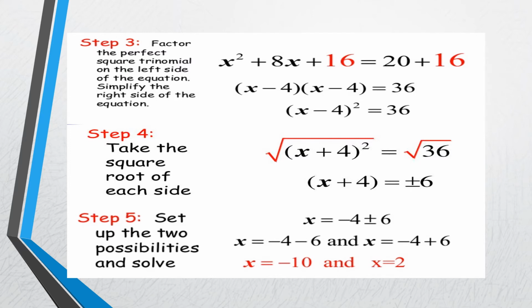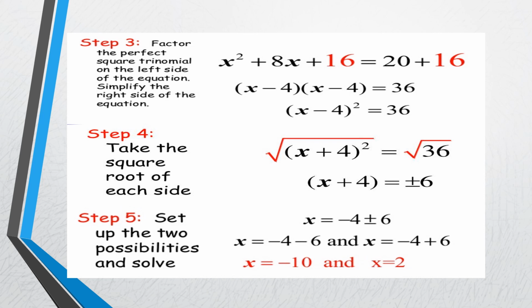Step number 3. Factor the perfect square trinomial on the left side of the equation. Simplify the right side of the equation. So, what is the factor of 16? So, that is negative 4. Why? Because 16 is positive. Multiply negative 4 times negative 4, that is positive 16. On the right side, you are going to add or simplify 20 plus 16, that is 36.